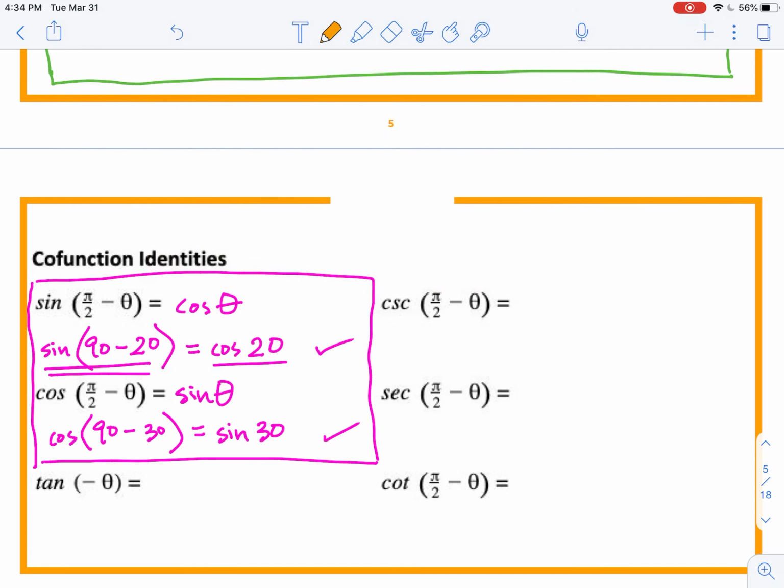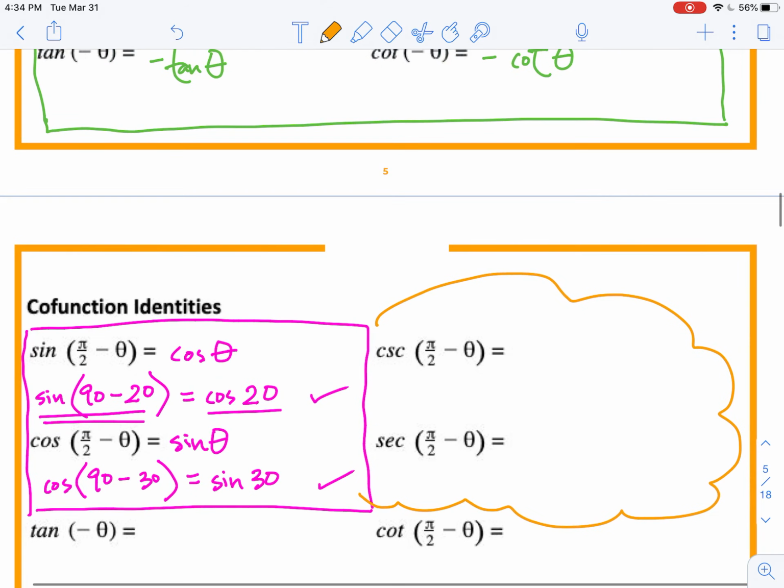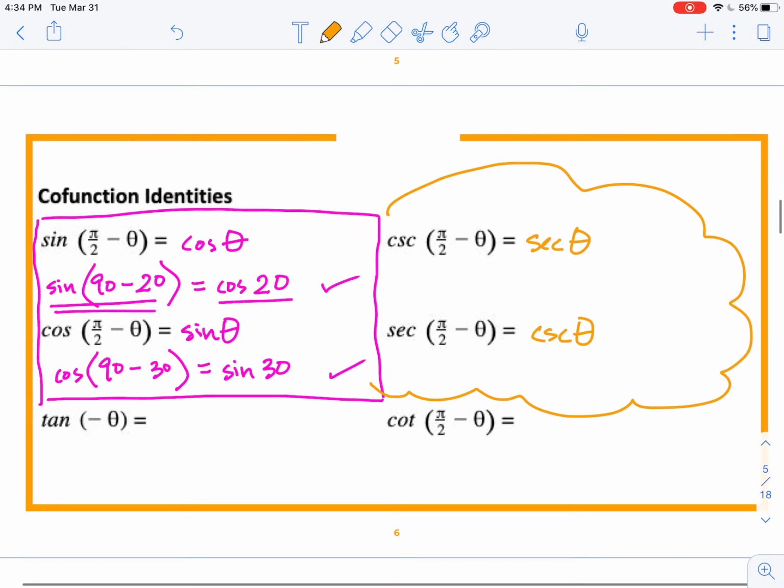Now there are 2 other pairs of our cofunctions. So we've got this pair, our secant and cosecant. So cosecant of pi over 2 minus theta will give us secant of theta. And secant of pi over 2 minus theta will give me cosecant.